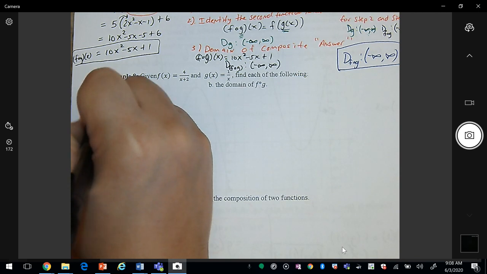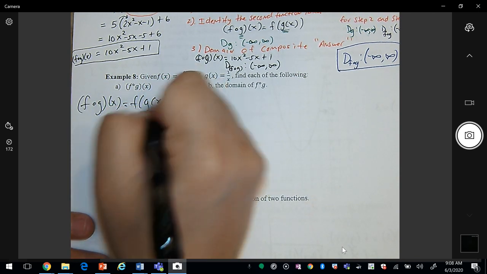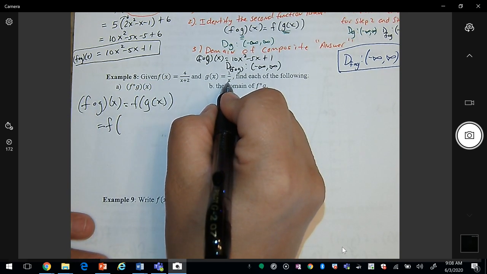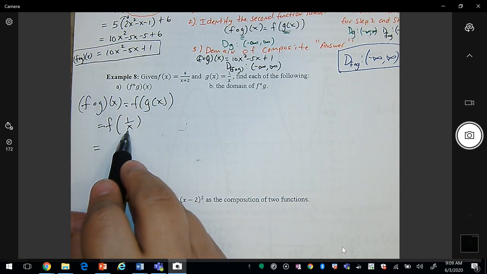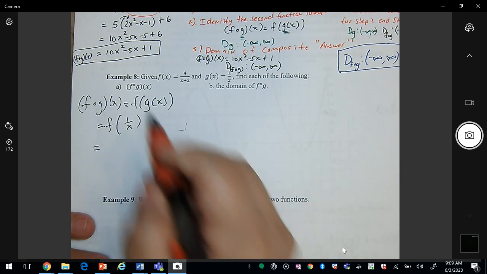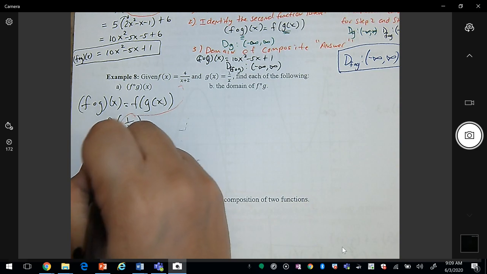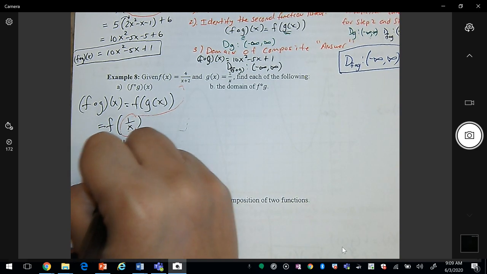So f composed of g of x is f of g of x. So if I plug in g of x is 1 over x, and now everywhere I see x in the function f, I'm going to replace with 1 over x. So we're taking this and plugging it in for this x. So we end up with 4 over (1 over x plus 2).